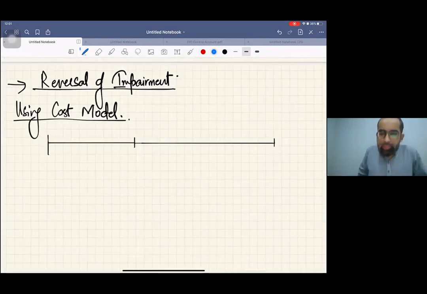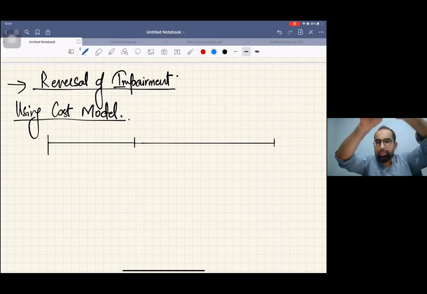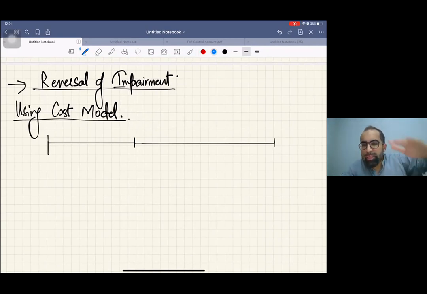Now the next topic is reversal of impairment. Reversal of impairment means once you book impairment, and if the factors go reverse in the future, can you book the reversal? Yes, it's allowed. First of all, let's do reversal of impairment using cost model.